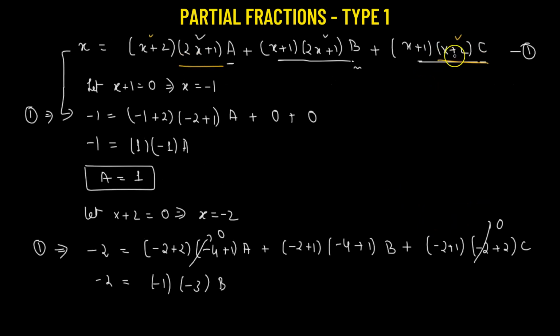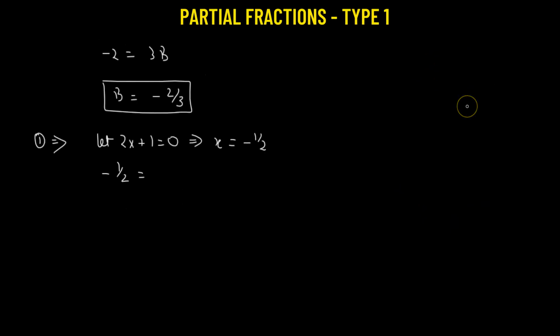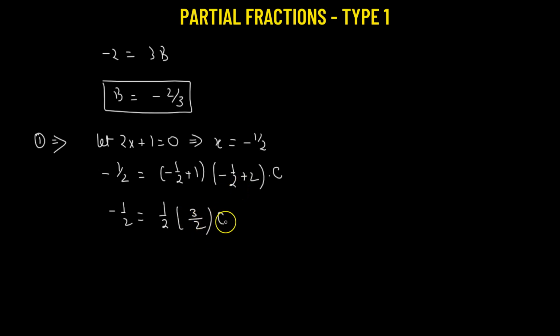We only have x plus 1 times x plus 2 multiplied to c. That means we have negative half plus 1 multiplied to negative half plus 2, whole multiplied to c. We have negative half equals the negative half plus 1, so that's positive half, multiplied to negative half plus 2. So that's 3 over 2 times c. So here 2 and 2 get cancelled. So the c value will be equal to negative 2 over 3. So now we have the values of a, b and c.